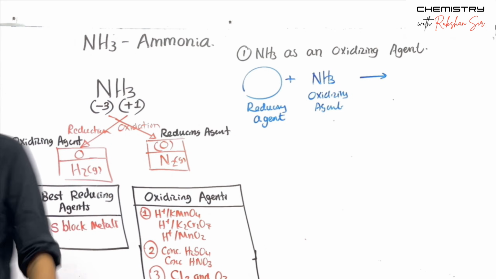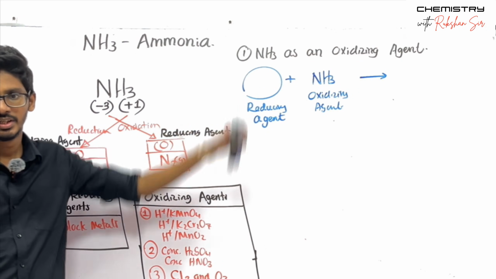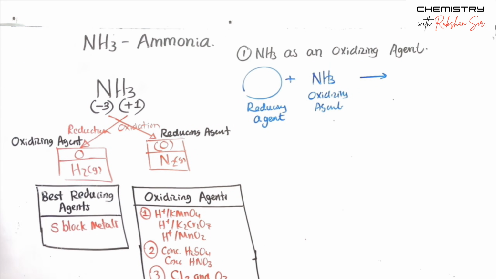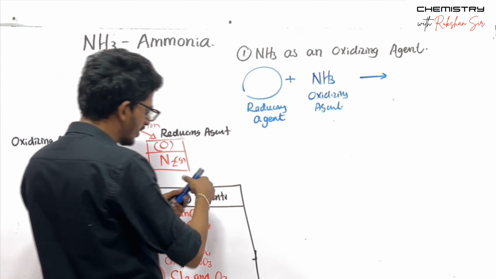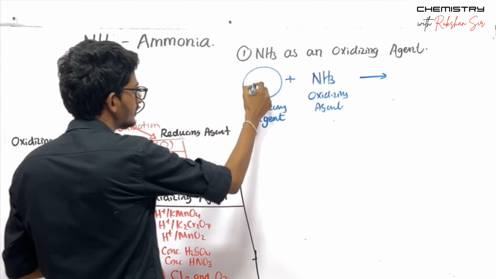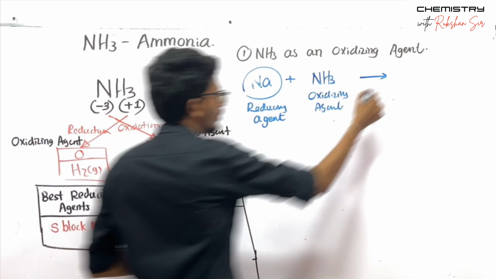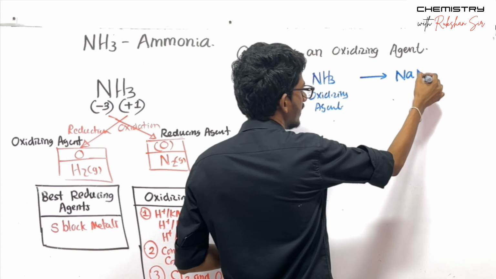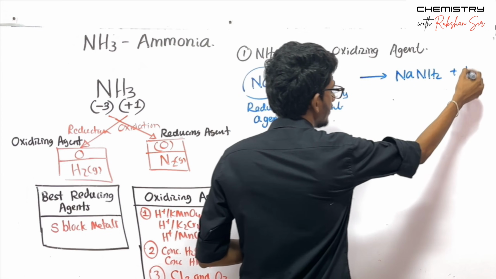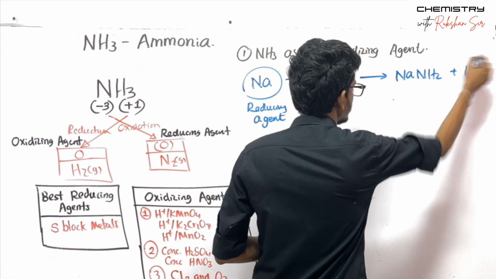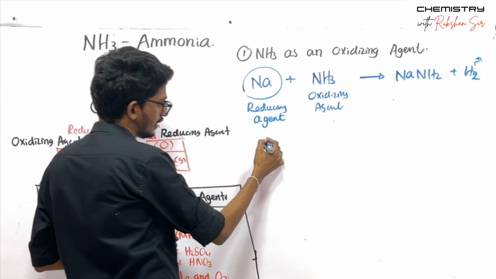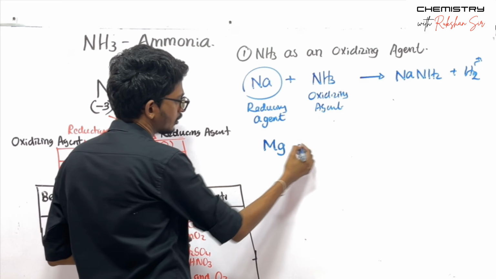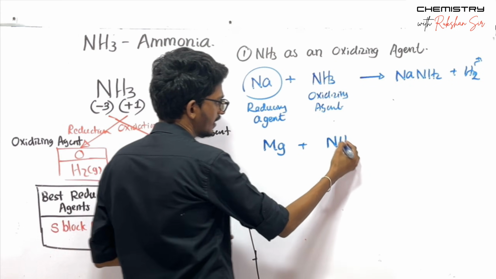Then NH3 as an oxidizing agent. So just use a reducing agent, right? So react with sodium solely. So you can get the NaNH2 and H2. Right? Let's copy some magnesium, group 2 with NH3.